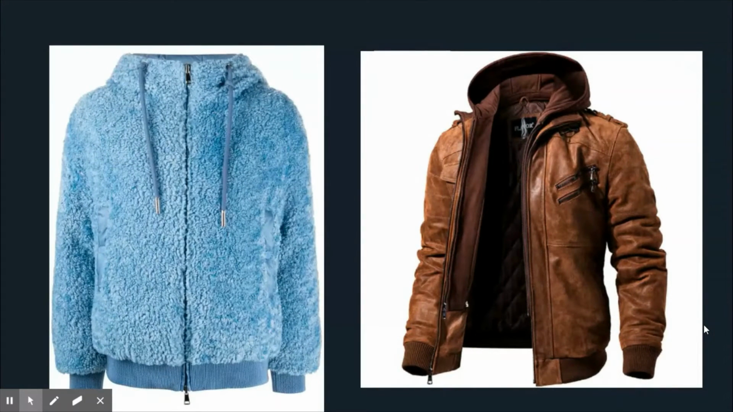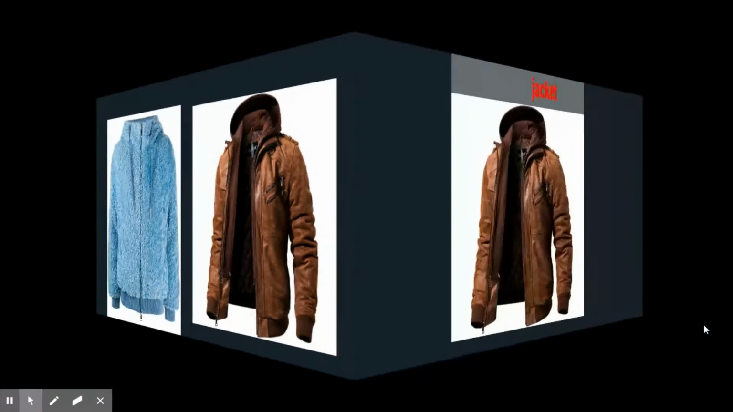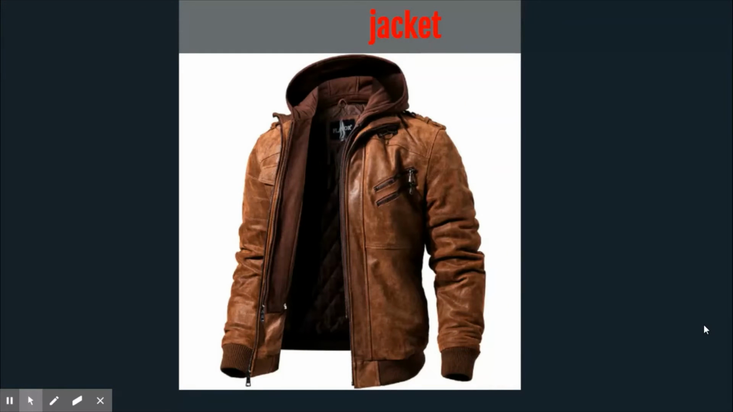Okay, so let's go ahead and look at this. I have here two types of jackets, right? So if I say, give me the leather jacket, then I'm talking about one specific jacket. I'm not saying the blue jacket or the fleece jacket. I'm saying I have a leather jacket, okay?